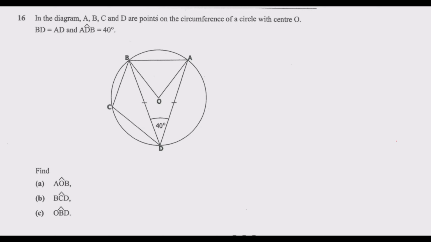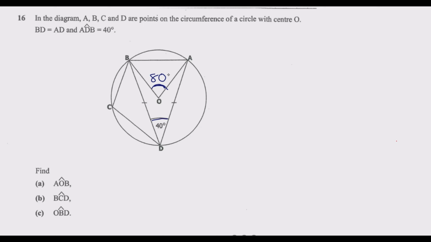So again, there will always be a question on circle theorems in paper 1. So what can we answer based on the information that we've been given? The first thing is, we know that the angle at the center is twice the angle at the circumference. In other words, an angle subtended by an arc at the center is twice the angle subtended at the circumference. So this angle here is twice this angle. So this angle is equal to 80 degrees, which is 40 multiplied by 2.